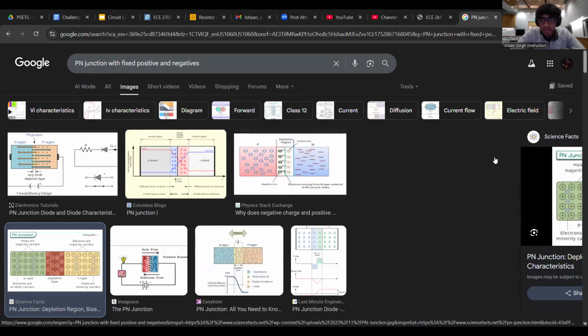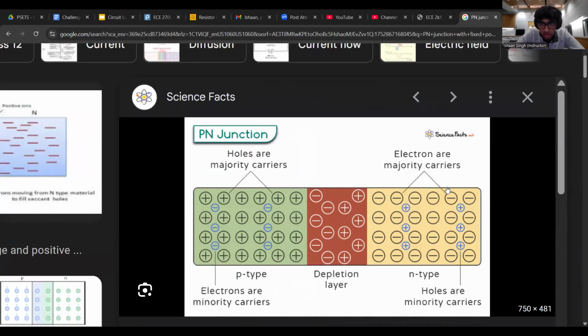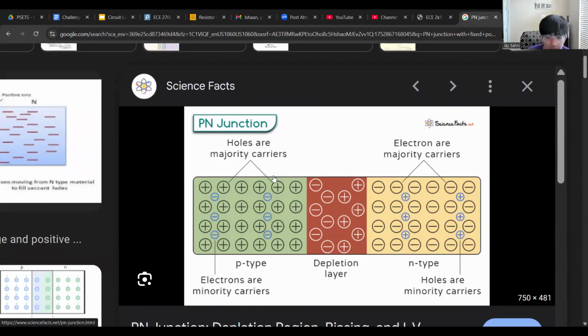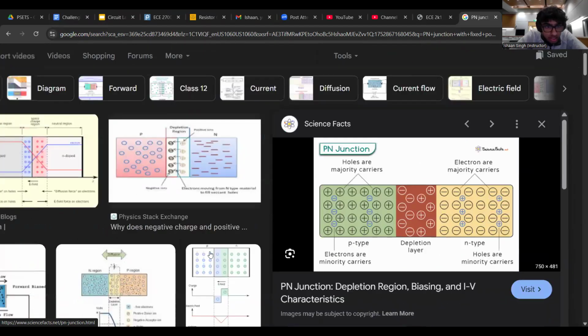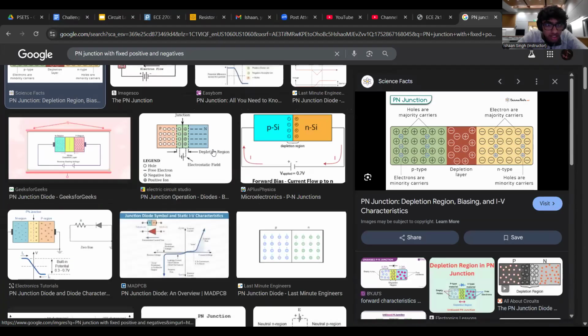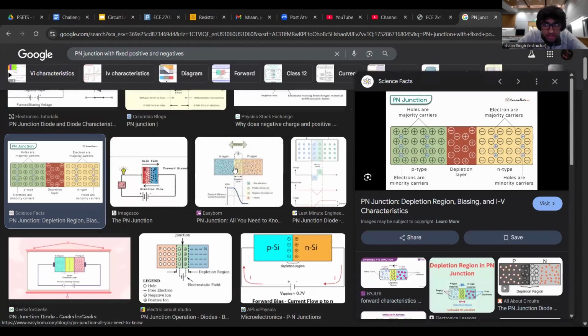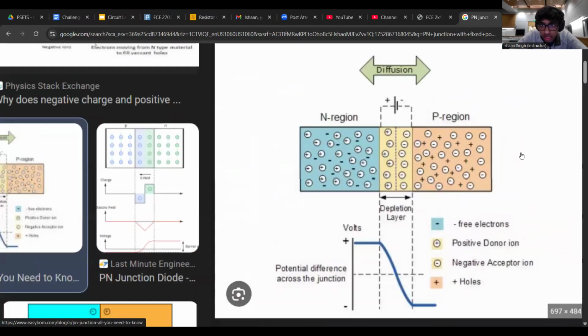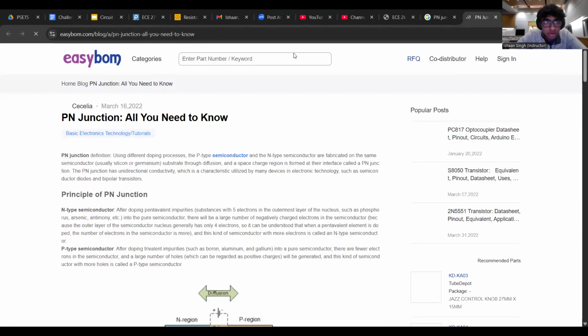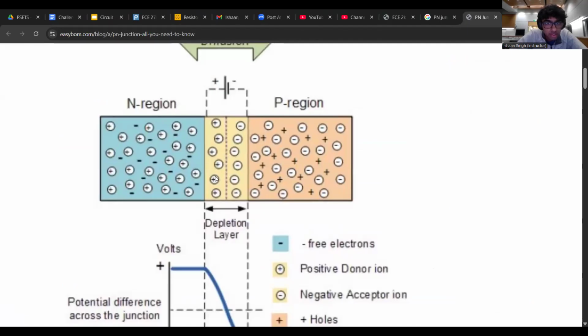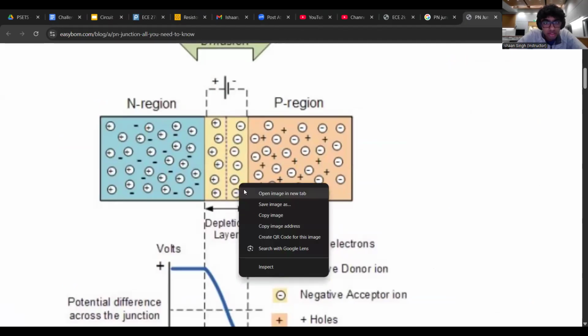So this diagram perfectly illustrates what's going on. On the N side, okay, this kind of sucks actually. See, the other thing is the explanations for most of this kind of suck in most diagrams. Okay, here's a good one. So ignore most of the words on this image.